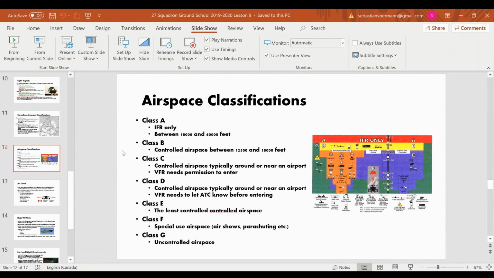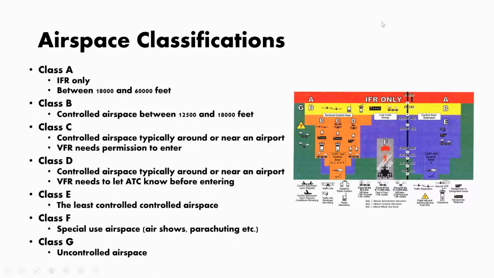The reason why it's not Class A is Class A airspace is if you're flying strictly instrument rules and you're at altitude between 18,000 and 60,000 feet. Unless they jacked Pearson Airport up in the air, I don't think it's Class A. So Class A is 18,000 to 60,000. Class B is just controlled, but it's 12,500 to 18,000. So it might be the controller from Pearson who's controlling that Class B airspace, but the actual airport itself would be in Class C airspace.